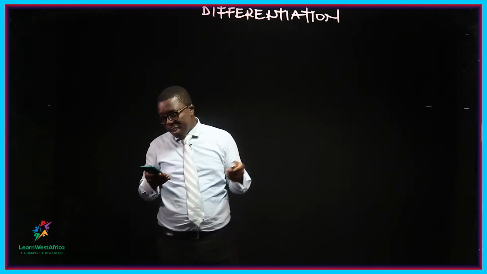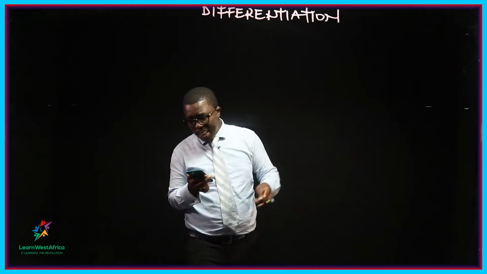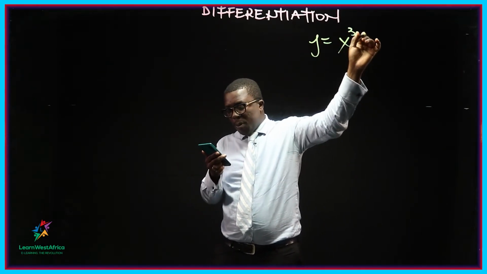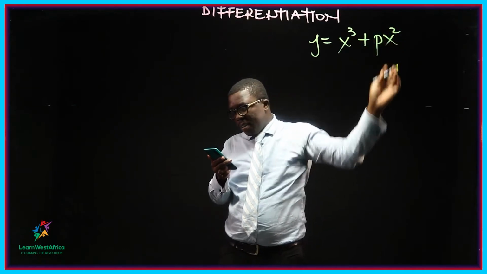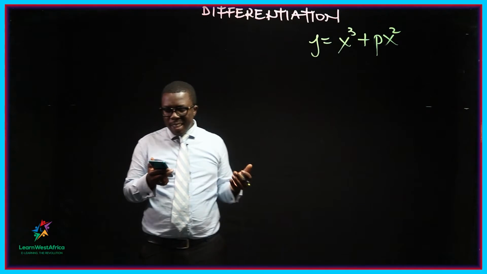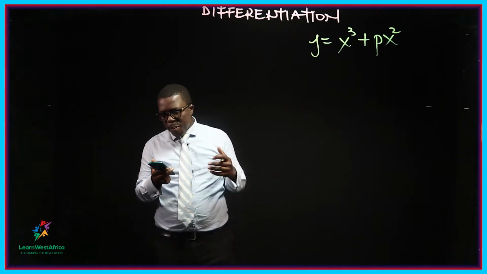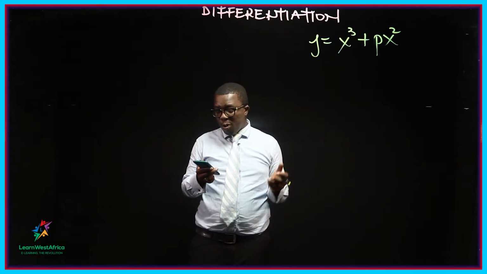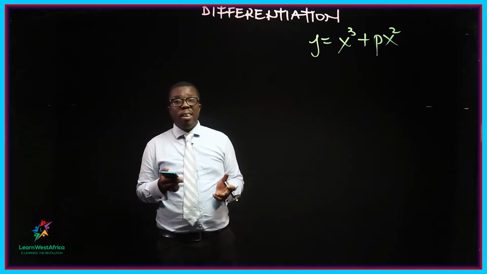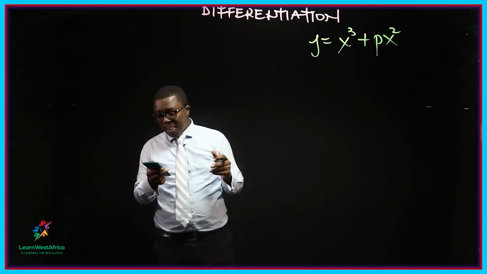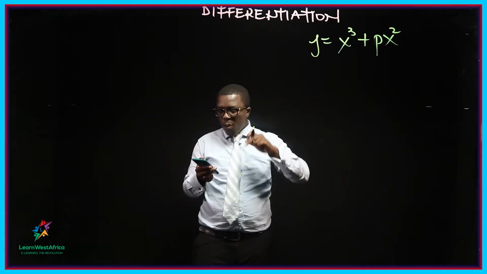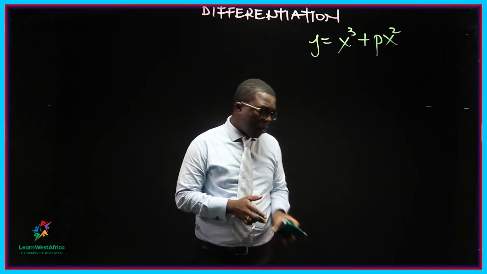We're given the equation of the curve, y equals x cubed plus px squared, and we were told that p is a positive constant. We want to show that the origin is a stationary point on the curve, and also find the coordinates of the other stationary point in terms of p. So the origin is a stationary point on the curve, and what will be the coordinates of the other stationary point?